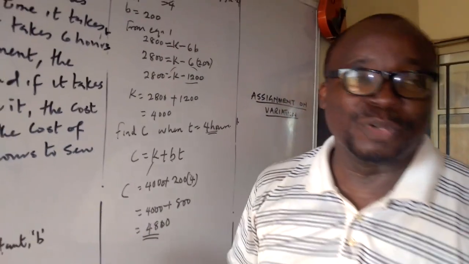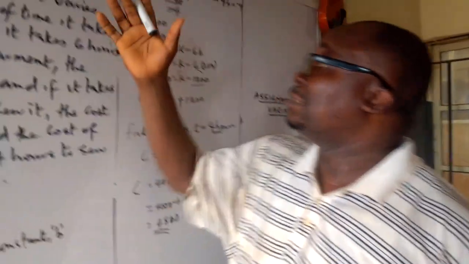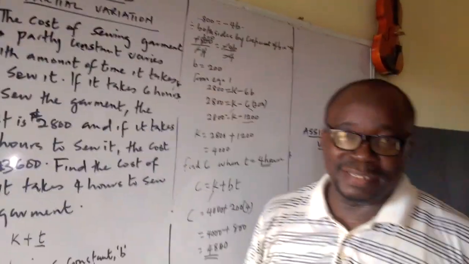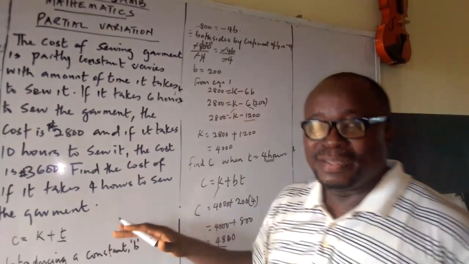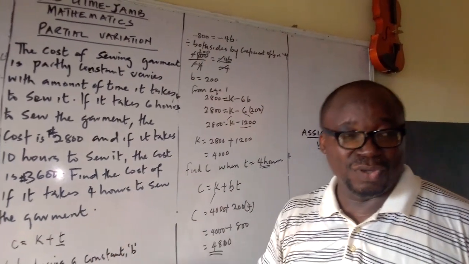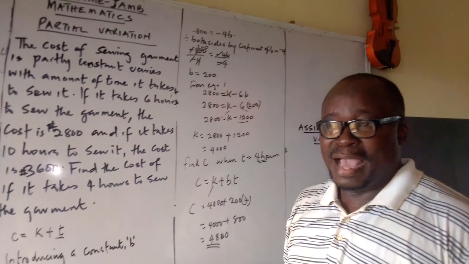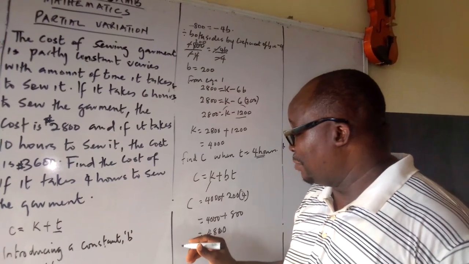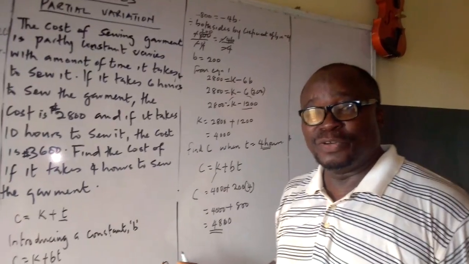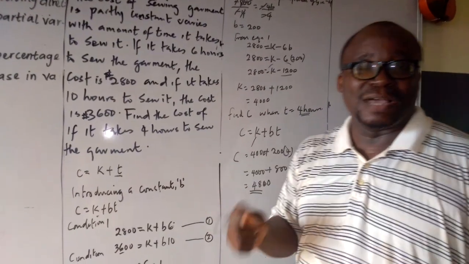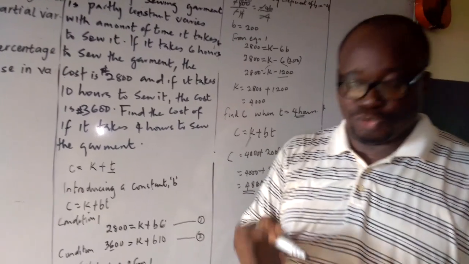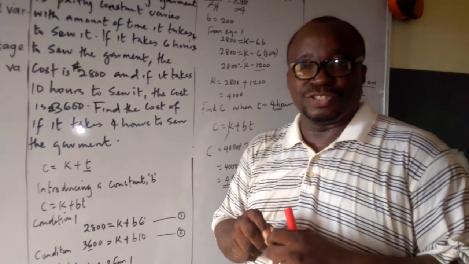I believe you have followed and understood what is being talked about. This is how simple partial variation can be. First, interpret the question. Secondly, put them into equations and solve. In the next slide, I will give you a few questions on this topic that you can solve and send to me via the comment section. Thank you.